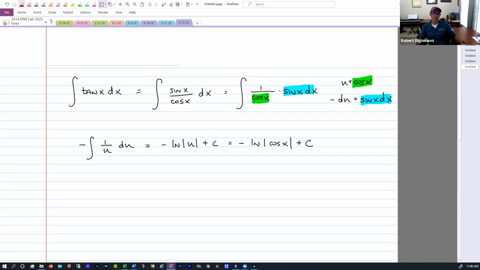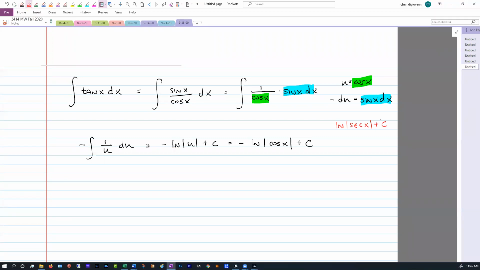Now, does that match the answer that they had in the formulas? It doesn't, right? The answer they had was this. So did we mess up? Yeah. So go back and think about algebra, okay?